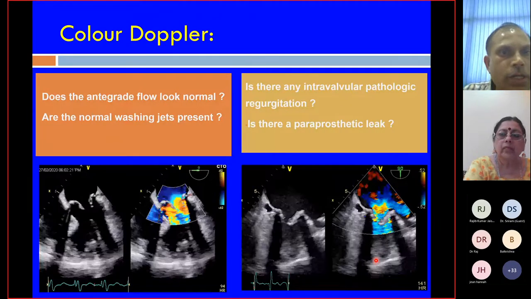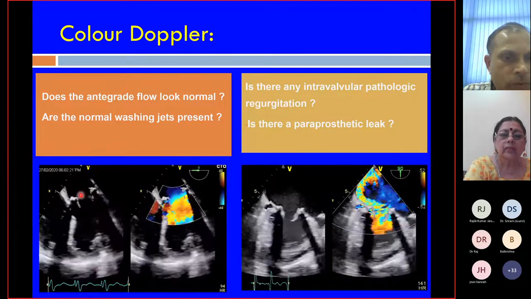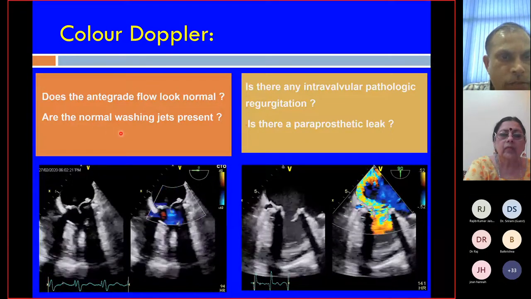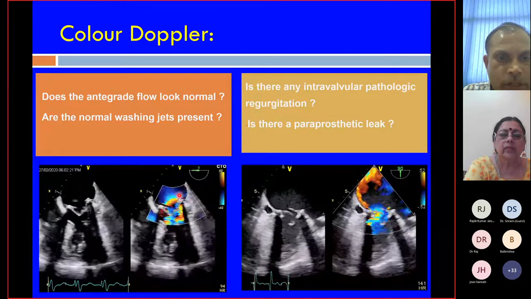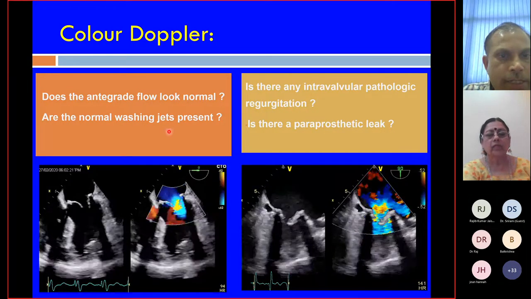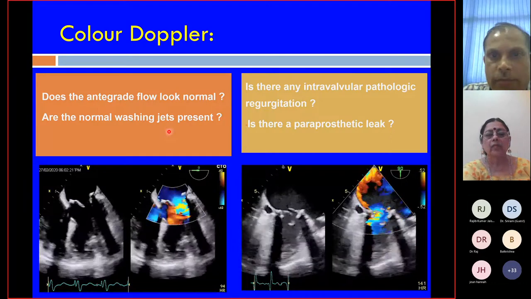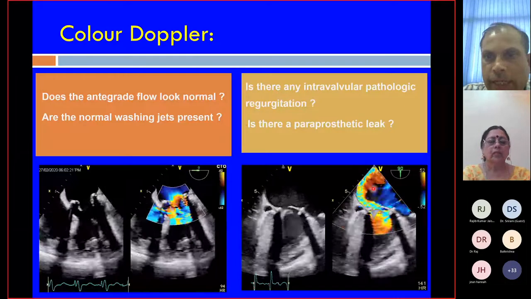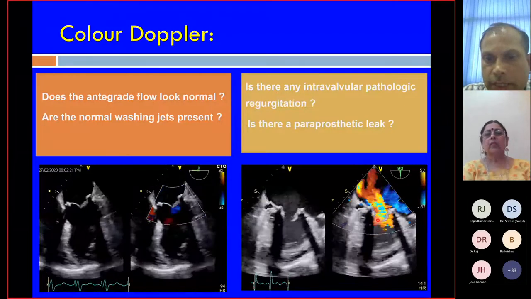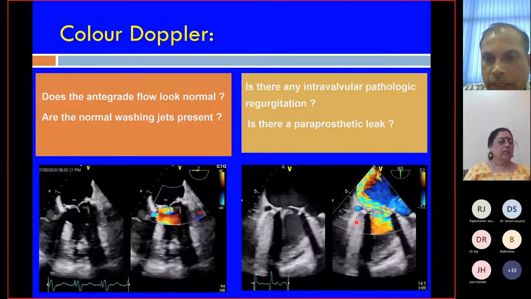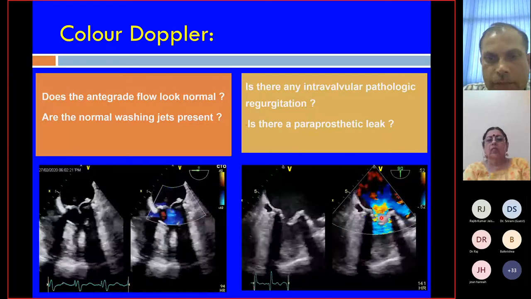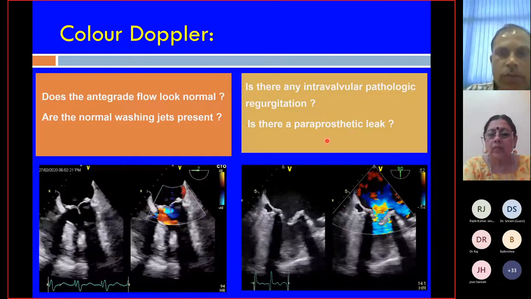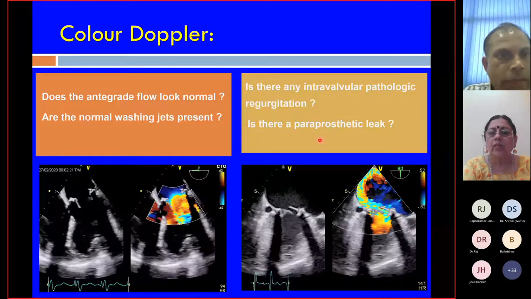Then you can put on color Doppler and see whether the color flow is normal or whether there is any turbulence. And then you should look for whether a washing jet is present or not. The normal washing jet helps in recognition of the valve. Then we should look for whether there is any intravalvular pathological regurgitation. In this case, the valve has torn and there is regurgitation from inside the valve tissues. So this is because of intravalvular pathological regurgitation. Also, you should look for any paravalvular leakage.